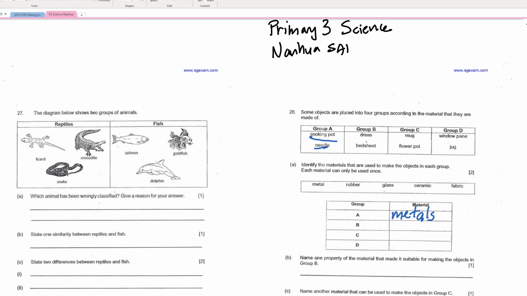Alright, for Group B, dress and bed sheet, they are actually made up of fabrics. Why? Because fabrics are light and they are flexible, just like the shirt that you are wearing. For Group C, they are actually made up of ceramics. And lastly, for Group D, we have a window pane. Window panes are made out of glass because glass is transparent. That's why you can see through them.